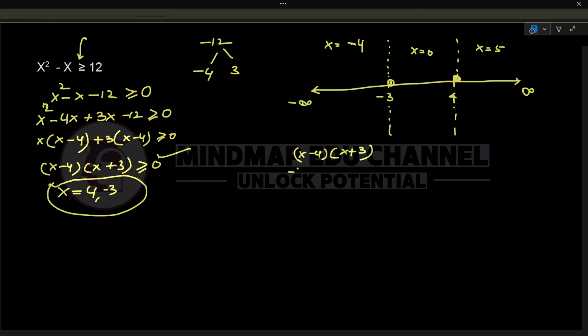So here it will be minus 4 minus 4, minus 4 plus 3. So here it will be minus. Here it's also minus. So minus and minus, minus into minus, you will get a positive answer. And plug in 0 here. 0 minus 4, 0 plus 3. So here you will get a negative answer and here it will be a positive answer. Negative into positive, negative. So here it will be a negative.